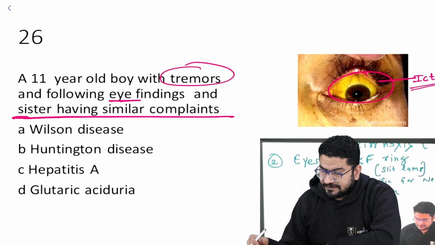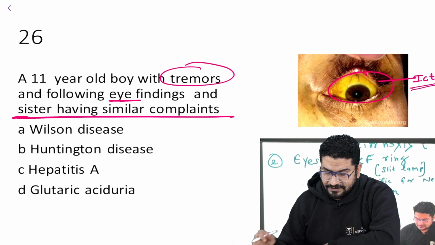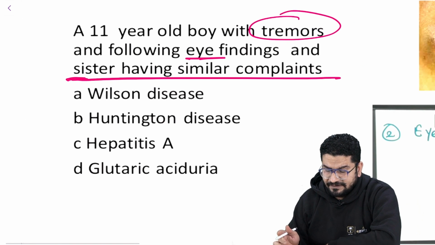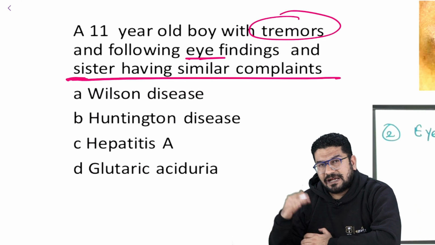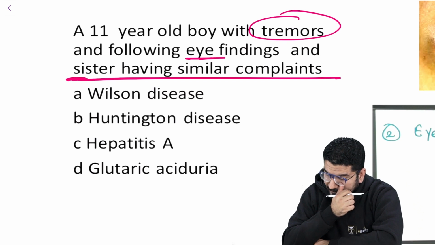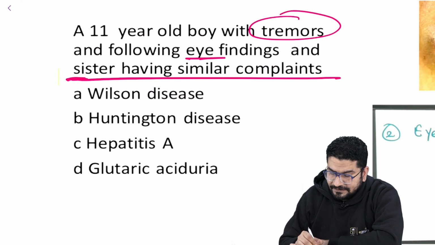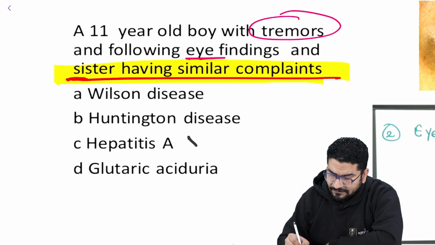Some students are telling that the KF ring was given, some are saying the KF ring was not given. So whether it's given or not given, let us see these options. Hepatitis A, first thing, it's a mild condition. It is an acute hepatitis. It will not cause that severe icterus. And second thing, in hepatitis A, a fecal-oral route spread is seen, so this will not have a similar complaint in sisters. So understand this, hepatitis A is not the answer.